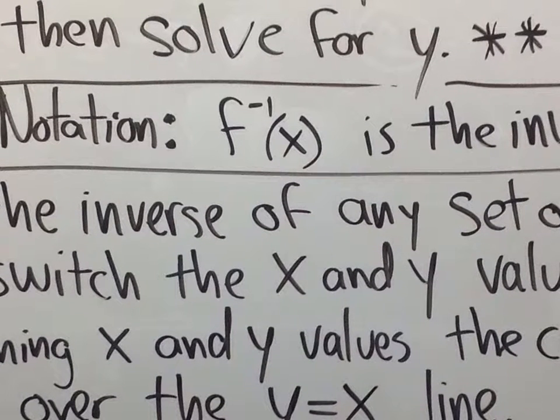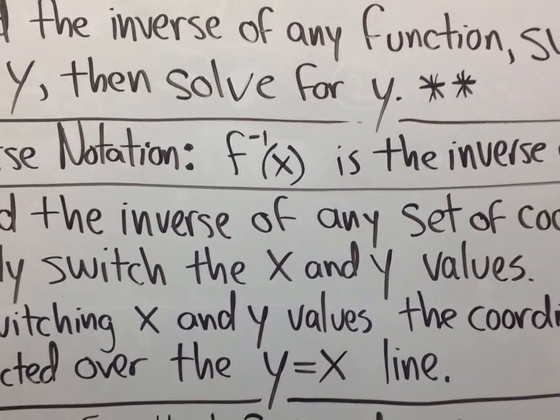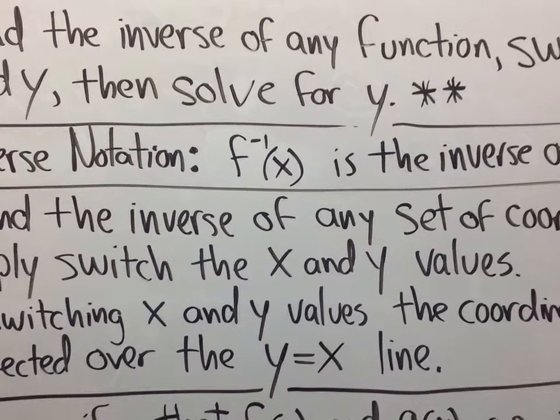f, it looks like an exponent, a negative 1 as an exponent, but that's really just inverse, right? So if you see f with that little negative 1 up there of x, it's really telling you to take f of x and find the inverse. Now what does that mean, find the inverse of f of x? You switch x and y and solve for y. So this is just the notation right here.